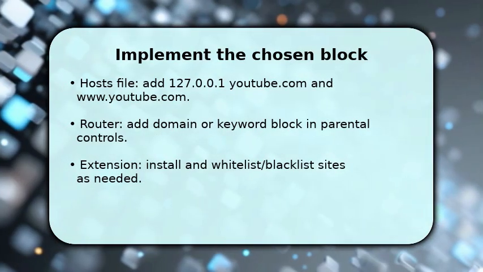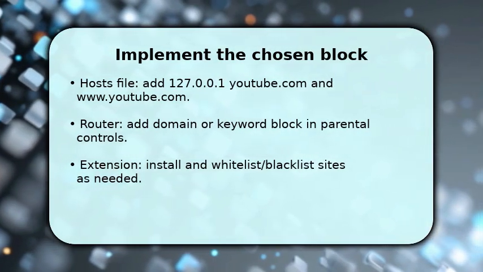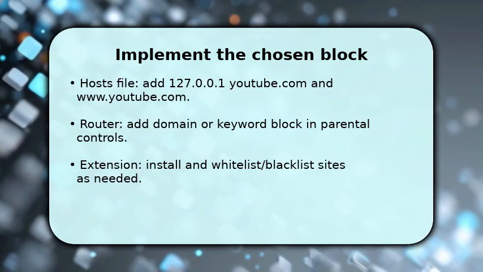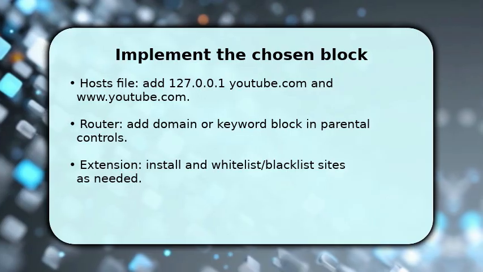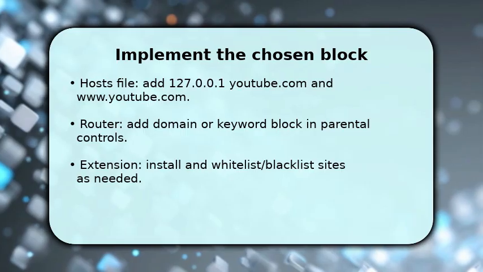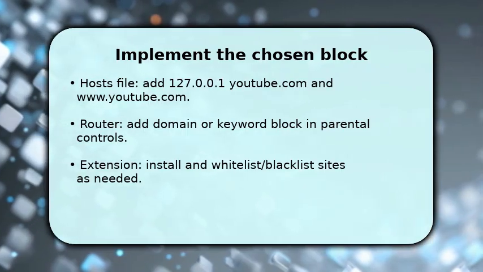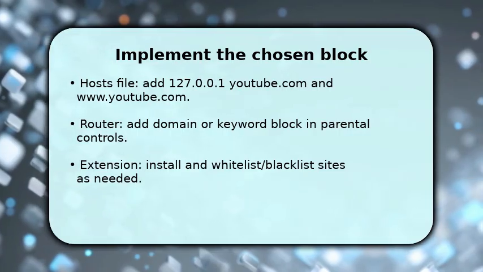Now you implement the block step by step. If using the host's file, open it as admin, add 127.0.0.1 youtube.com and www.youtube.com, save and flush DNS. If using the router, log in, find parental controls or domain filtering, add youtube.com and apply to all devices, then reboot the router.